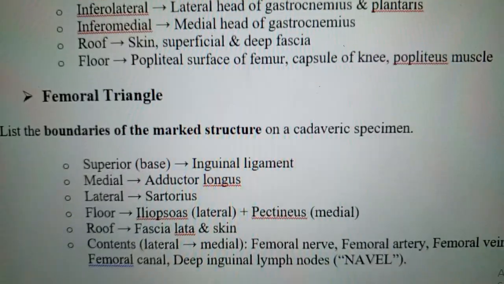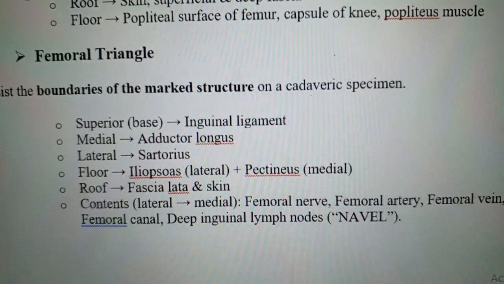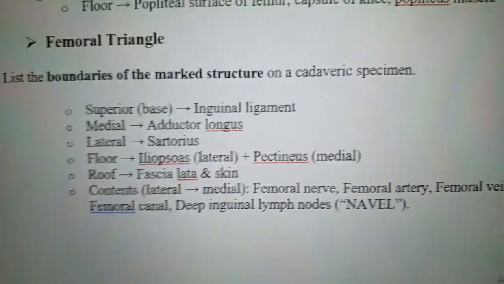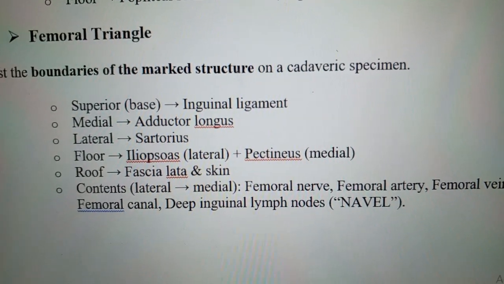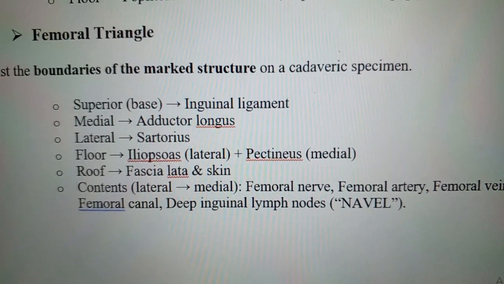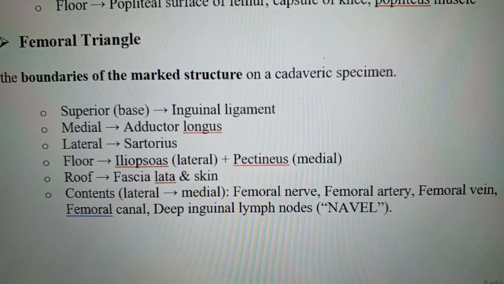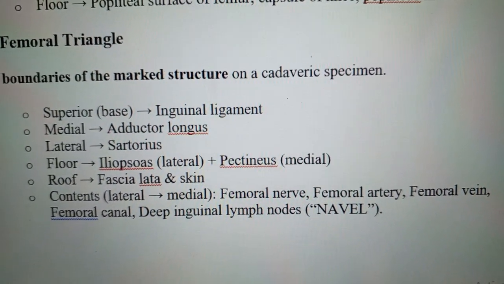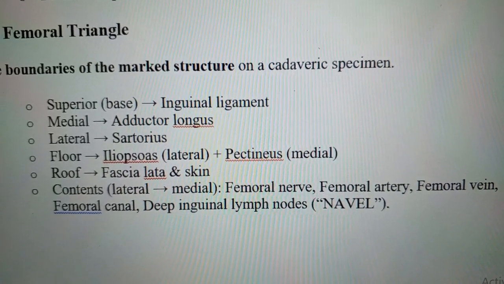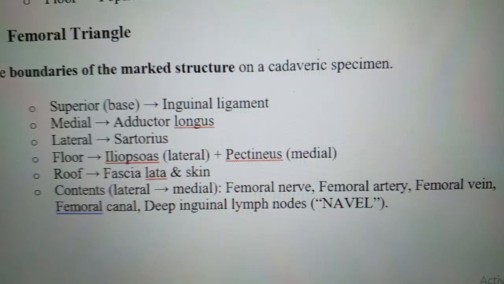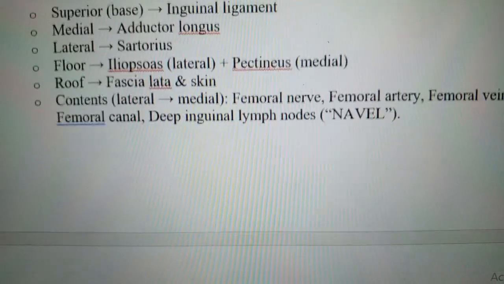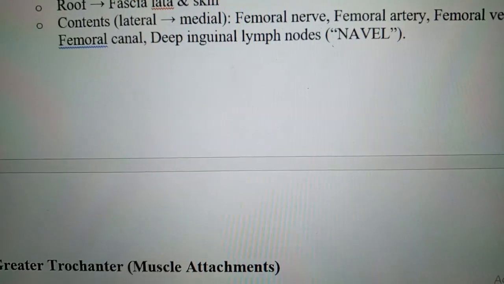Femoral triangle boundaries can be asked to you. Superiorly the base is the inguinal ligament, medial is adductor longus, lateral is sartorius, floor is iliopsoas, roof is fascia lata. Contents from lateral to medial are femoral nerve, artery and vein. NAVEL, basically E is for canal, and deep inguinal ligaments.